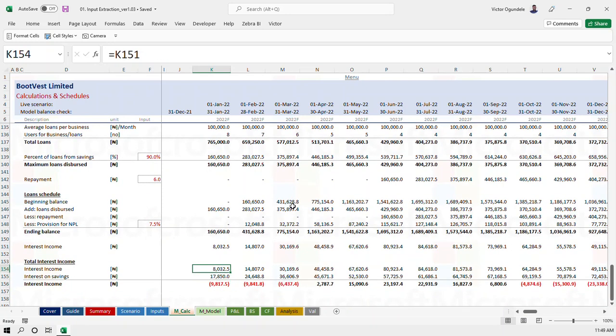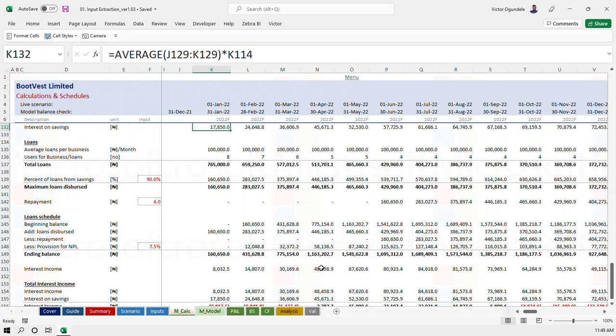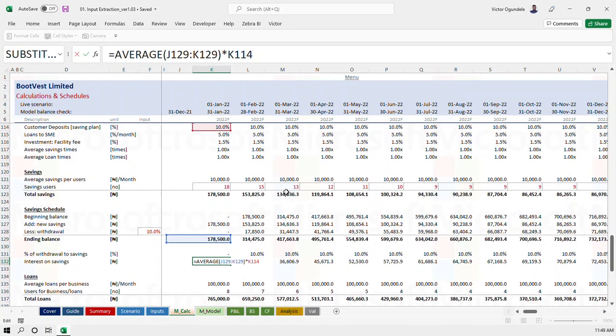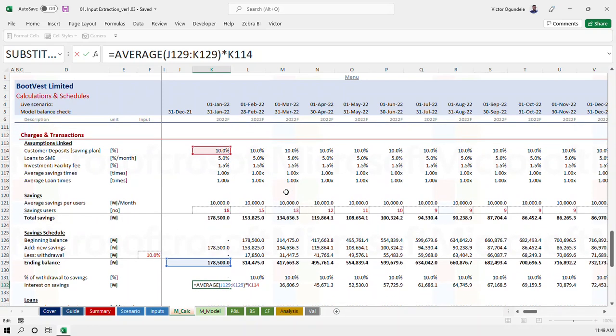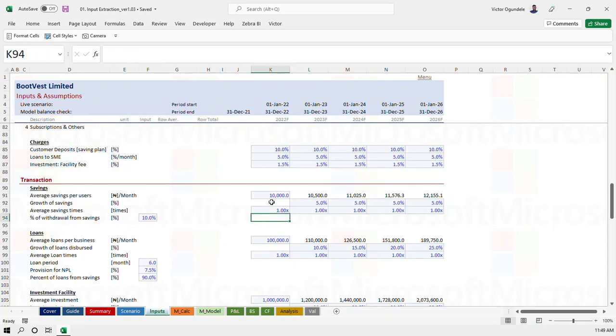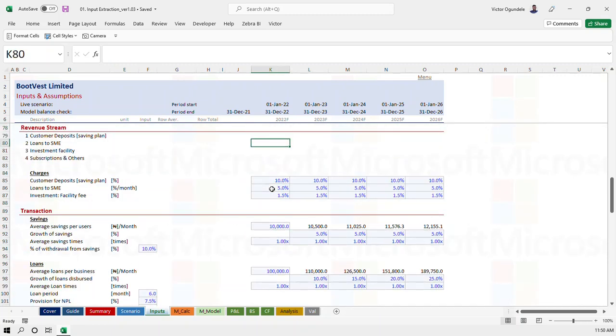So let's look at what's still happening. What is happening? Interest on savings. Let's look at interest on savings. So it looks like our interest on savings is a little bit high. Okay, 10%. Oh, wait, this is supposed to be per annum, right? Let's look at that. Is that what we gave to them? This is supposed to be per annum. Yes, it should be per annum.